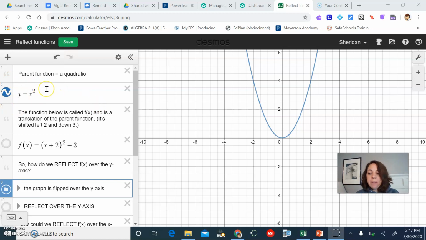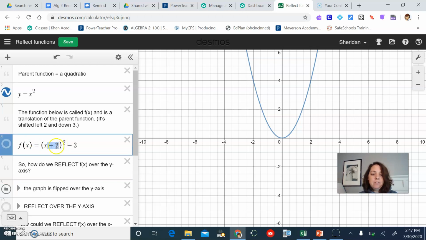And we got to pick a parent function. So the parent function I picked this time was a quadratic, so x squared. And that's what you'll see graphed right here. Y equals x squared. There it is. And now that's a parent function. Now I'm going to pick one of its babies, one of its translated or transformed functions, and I'm going to pick the function where I shift it left 2 units and down 3 units.